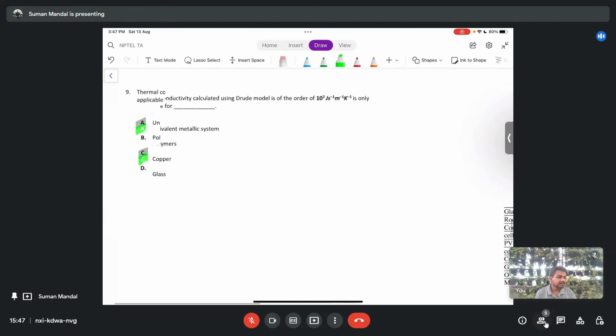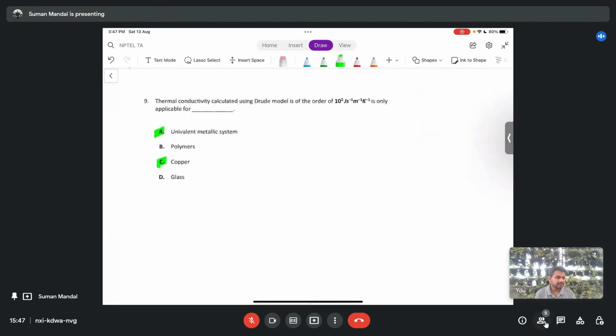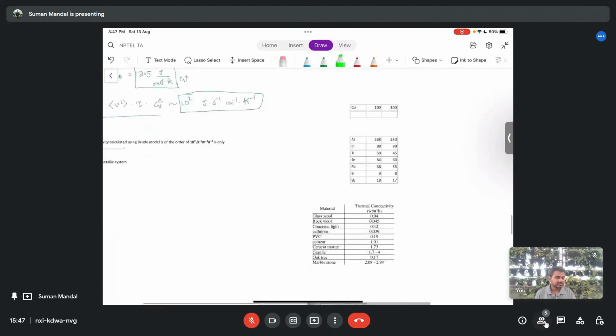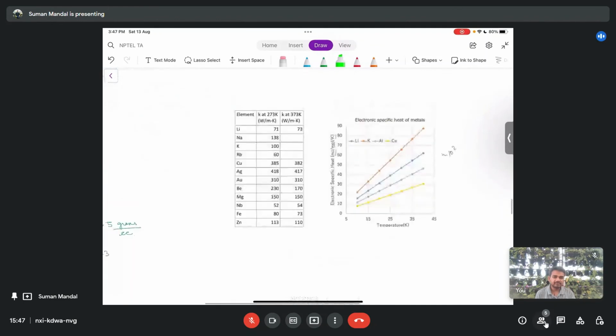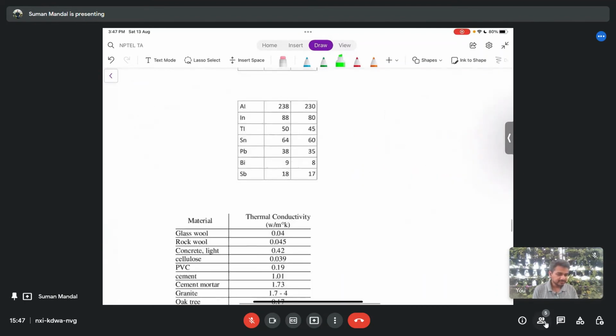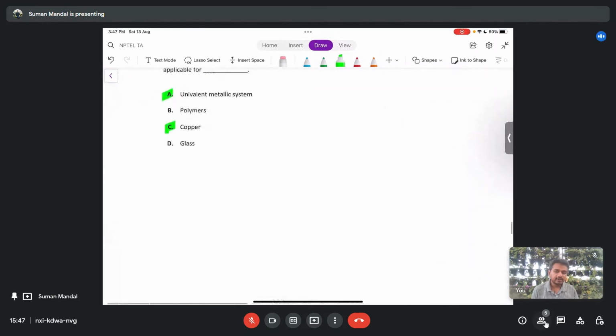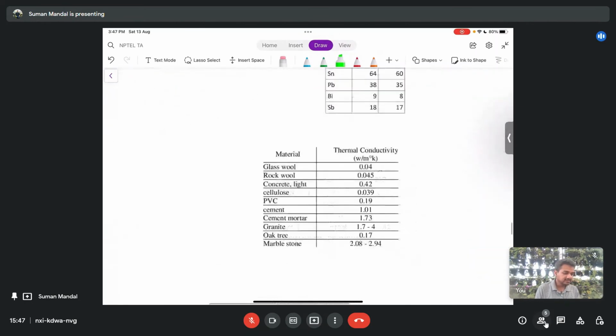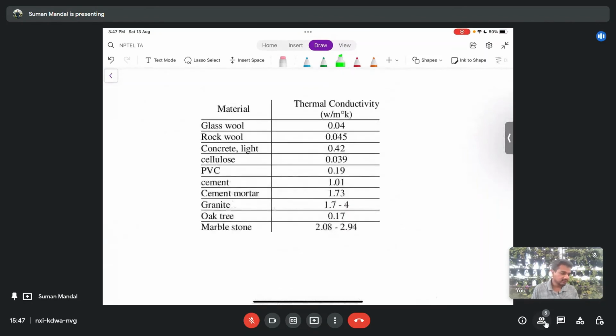So if we compare with the literature values again, it's 100 joules per second, or watt per meter per Kelvin, and we saw here that it's around the same values for all the elements. Even for copper, it's only off by a factor of 3, but it's still in the same order. But if we compare other materials like polymers, glass, other non-metals, we see that these values are all over the place. They're nowhere close to being 100. They're not of the same order.